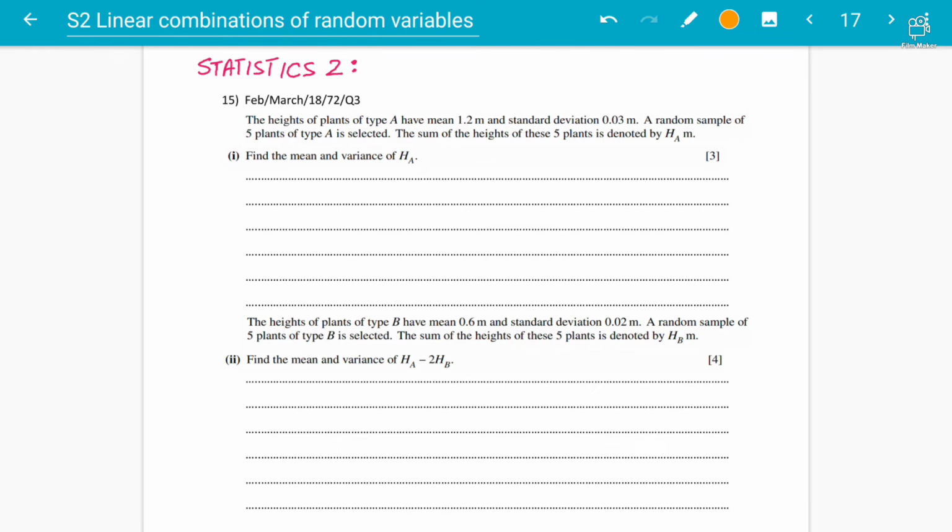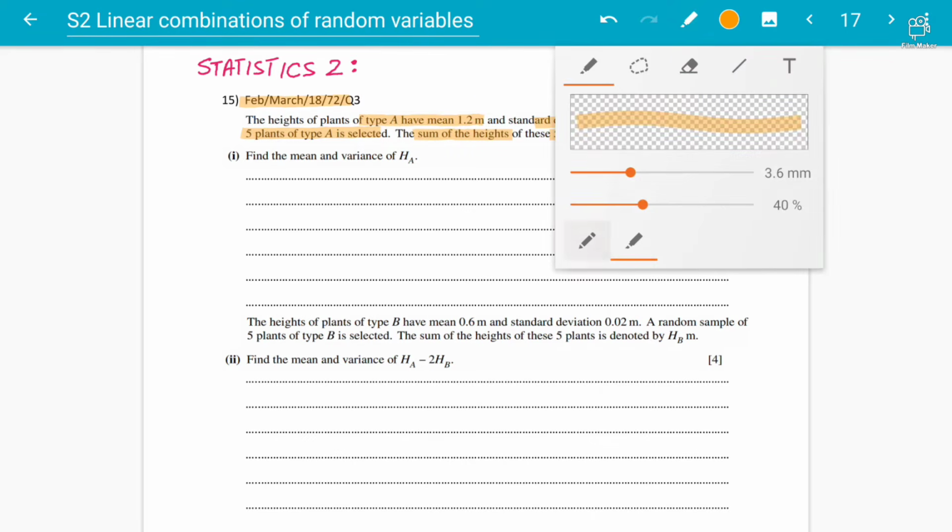Okay, so it's a question from February-March, so it's a recent paper as well, 2018. It says the heights of plants of type A have mean 1.2 and standard deviation of 0.03 meter. A random sample of 5 plants of type A is selected, and the sum of the heights of these 5 plants is denoted by HA.